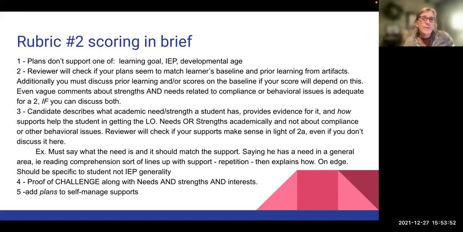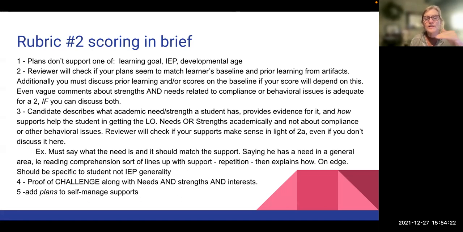So if it's some aspect of reading comprehension, maybe they have poor working memory, or maybe they have trouble hearing the difference between phonetic sounds. So your supports are going to be more targeted. It's going to be on edge there. So if you talk about a general need and how you're supporting it, that will probably land you a 3. But if you want to get to a 4, you definitely have to show that linkage to a specific need to the specific academic target you're aiming for.